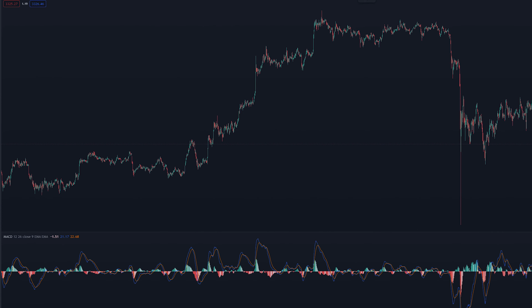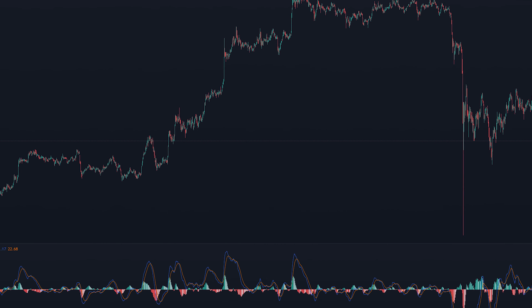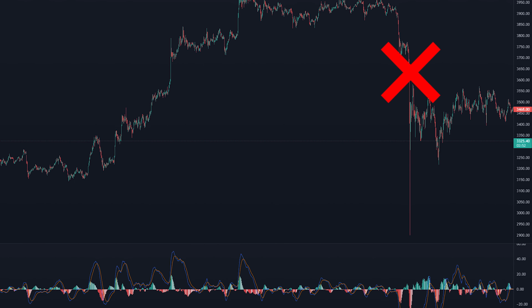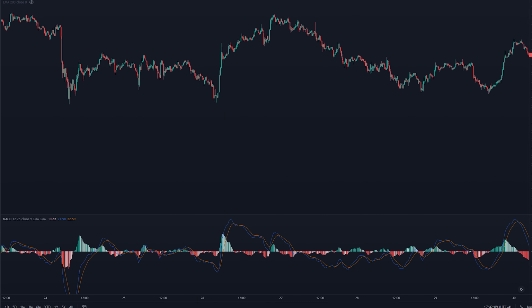A simple fix to this issue, for example, if we're trading long, we only want to trade if the market is in an uptrend. You never want to trade against the trend because the odds will always be against you. So an easy way to figure out if the market is in an uptrend, you simply just need to add a 200-day moving average.